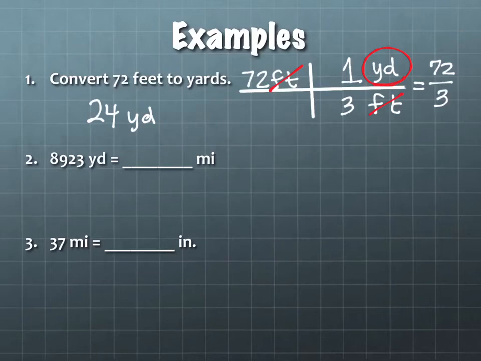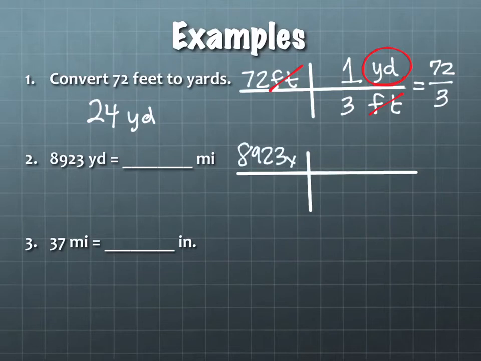Now, real life data does not always have to give us whole numbers, so let's check out the second problem. I'm taking 8923, and it's in yards, and I want to turn it into miles.